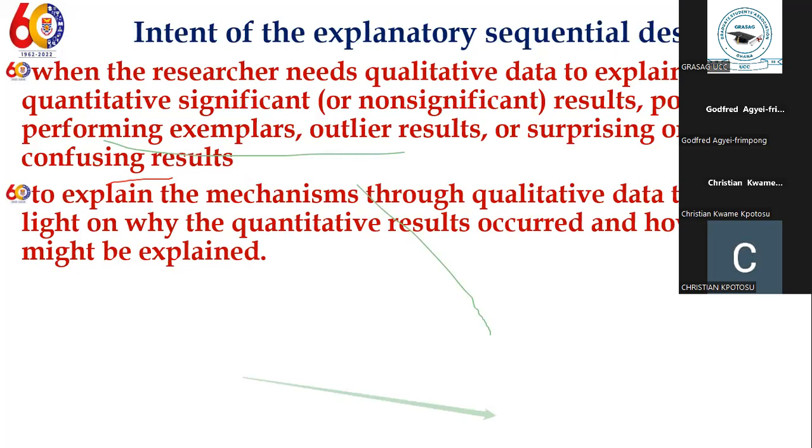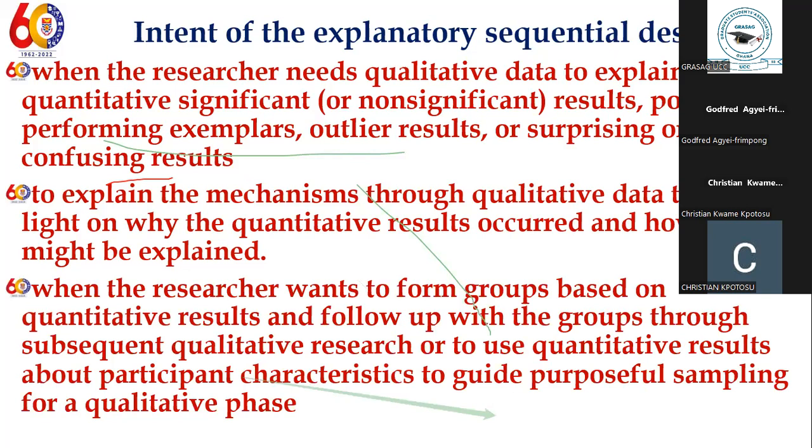Again, when the researcher wants to form groups based on quantitative results and follow up with the groups through subsequent qualitative research. So we need information about some particular group of people. We could give out a questionnaire. Let's talk about attitudes again. We know people have positive or negative attitudes or even perceptions about something. But you that are going there, you want to see what are some of the reasons why people have this negative attitude towards the phenomenon you want to investigate.